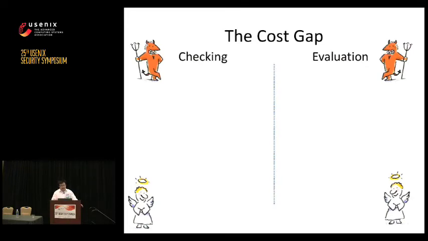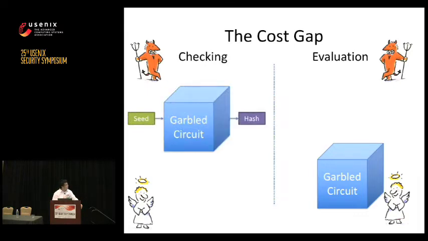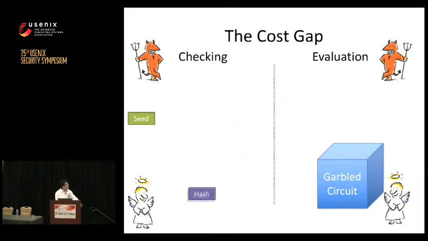In practice, the gap between checking and evaluation could be very, very large. For example, if you are going to evaluate a circuit, the whole circuit has to be sent over the network. But if you are going to check the circuit, instead of sending the gigantic circuit, you just need to send the hash of the circuit and the seed used to generate the circuit. The bandwidth gap here is application dependent.